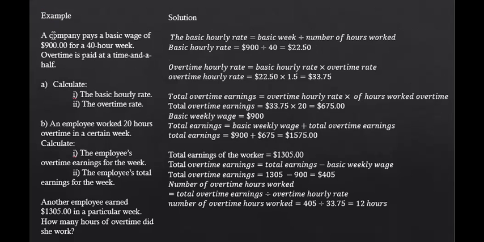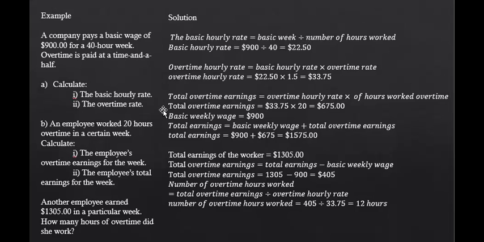We have here a company that pays a basic wage of $900 for a 40-hour week. Overtime is paid at time and a half. We're going to calculate the basic hourly rate and the overtime rate. Let's go with this first. The basic hourly rate is equal to basic week divided by number of hours worked. So basic hourly rate is 900 divided by 40, which is equal to 22.50. So the answer for A1 is 22.50.